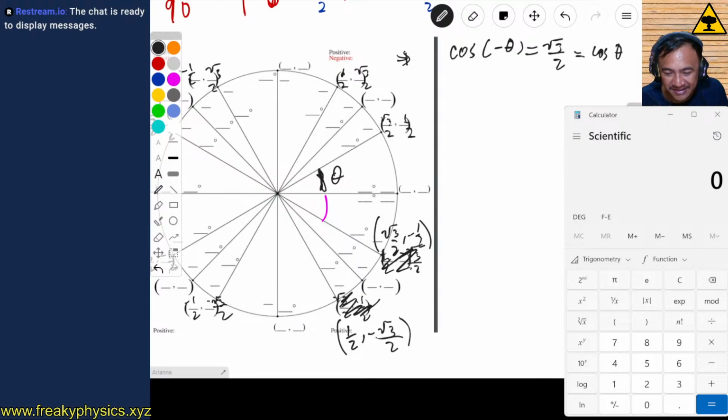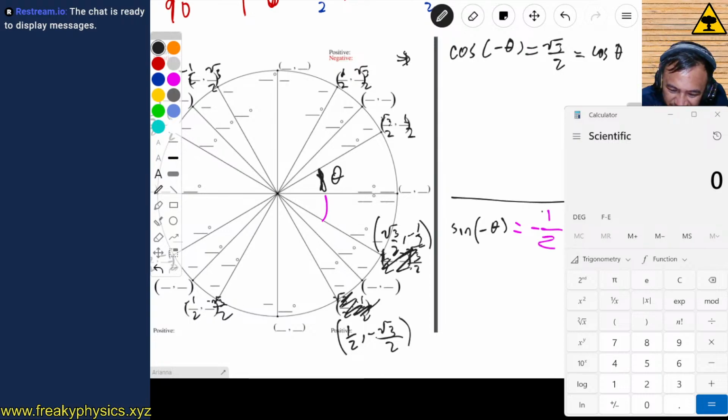That's the first one. Now let's do the other one. Let's put all the cosines on that side and all the sines here. What is the sine of negative theta? It would just be negative 1 half.